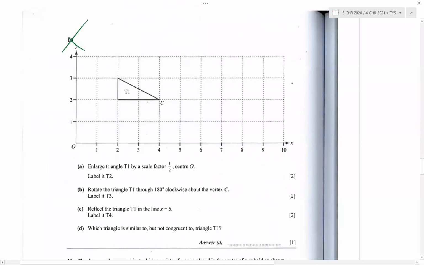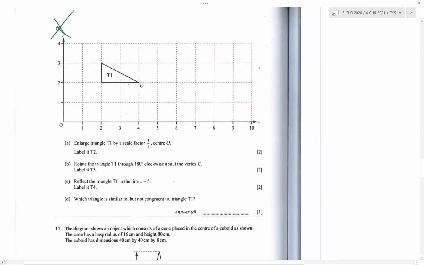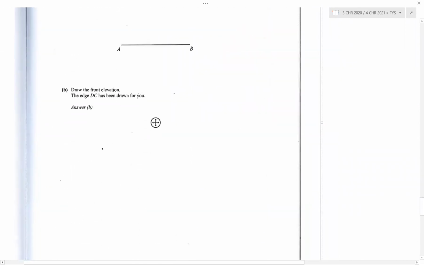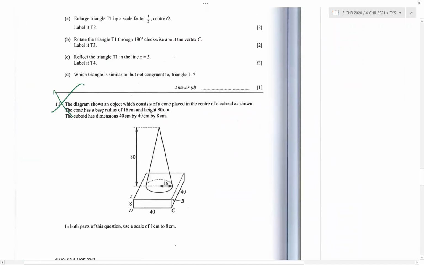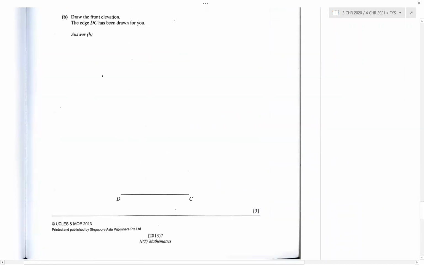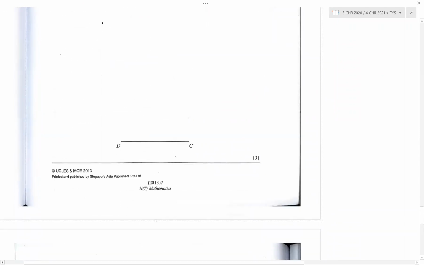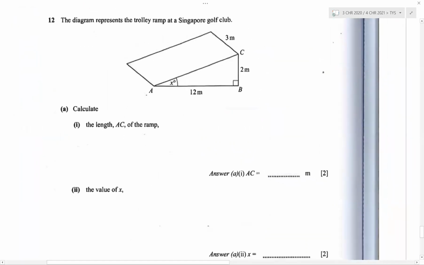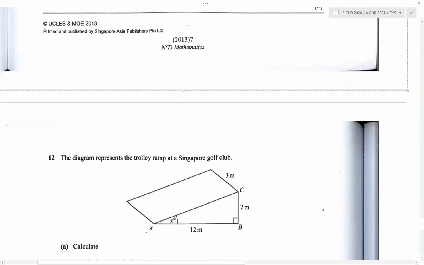Okay, question 10 is not in syllabus. This one confirmed already. Question 11, also not in syllabus. The whole question 11 not in syllabus. Question 12. This one is in syllabus, yes. How many more questions? Oh, this is the last one already.